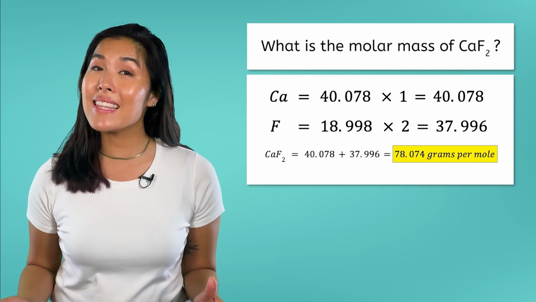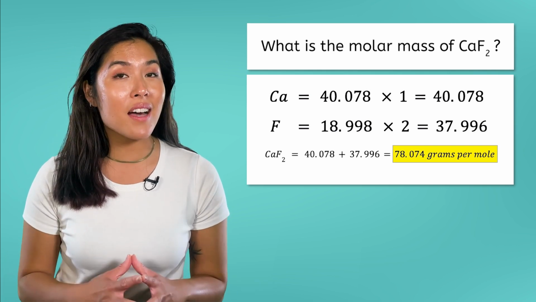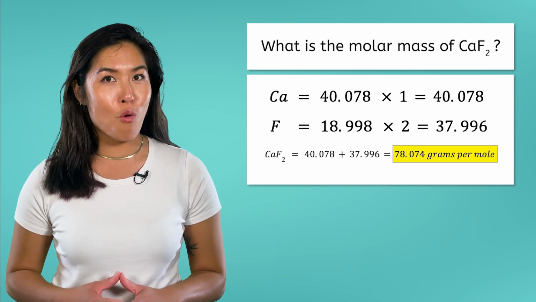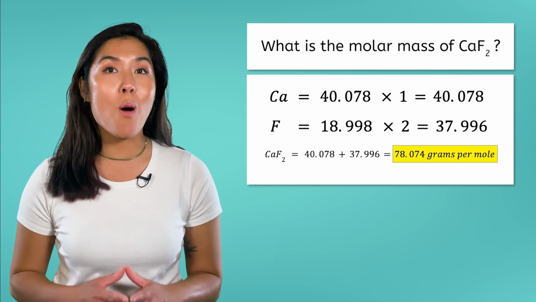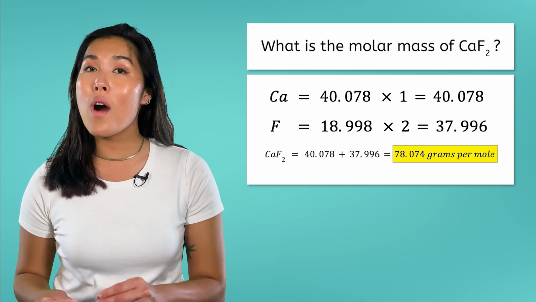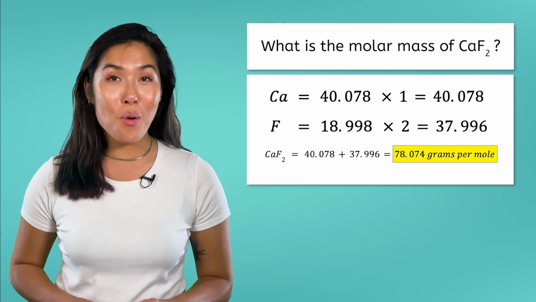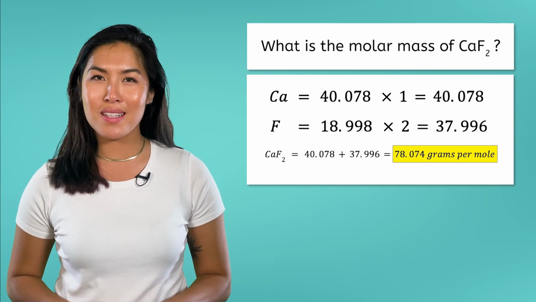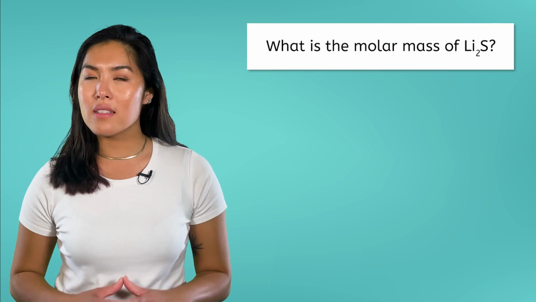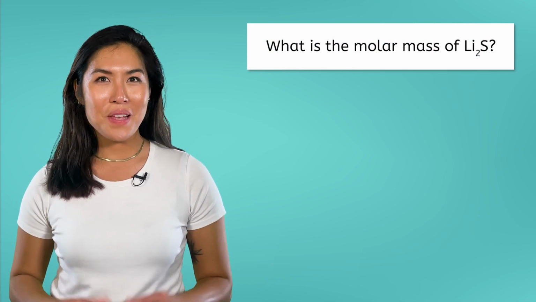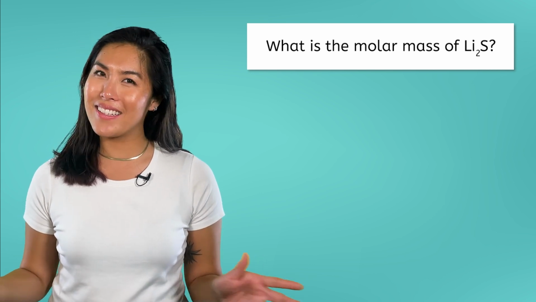The correct way to say this is that the molar mass of calcium fluoride is 78.074 grams per mole, which means that 1 mole of calcium fluoride has a mass of 78.074 grams. Why don't you try one on your own? What is the molar mass of lithium sulfide, Li2S? Pause the video and give it a try.